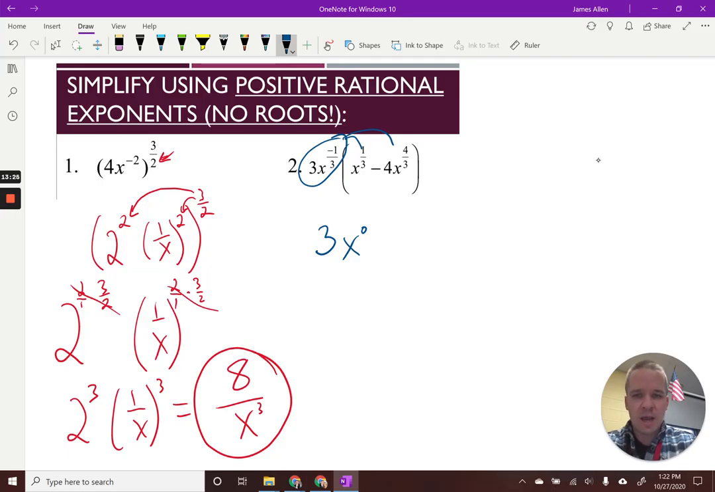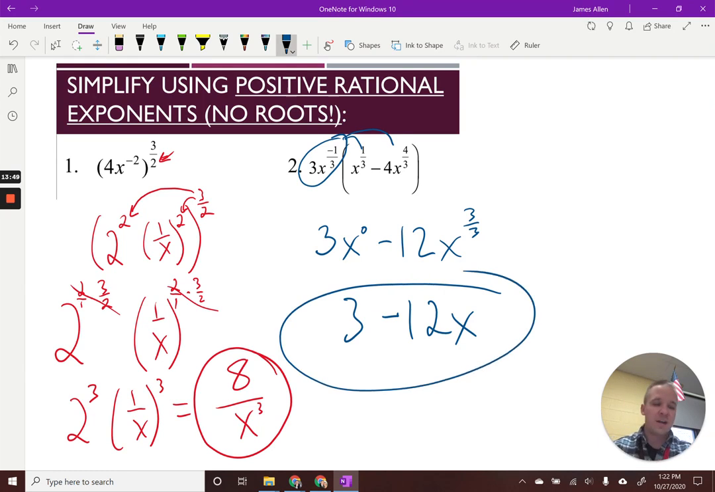Now to the next one, I'm going to have 3 times negative 4 is negative 12. And then when I add negative 1/3 and 4/3, I'm going to get 3/3, which is just 1, right? So I have 3 multiplied by x to the 0. X to the 0 is just 1. Anything to the 0 power is 1. So I get 3 minus 12 x to the first, or just x. There we go. There's my final, simplified, beautiful answer.